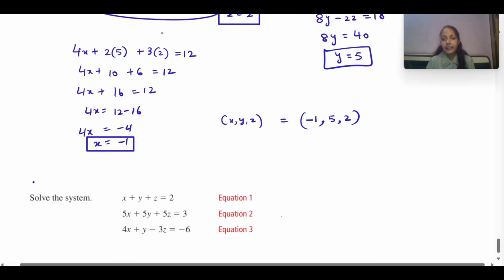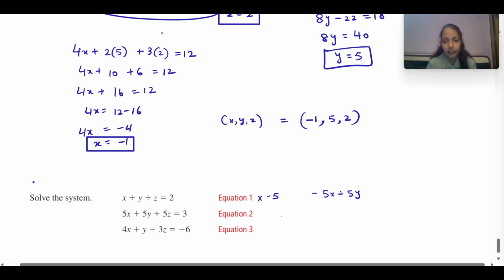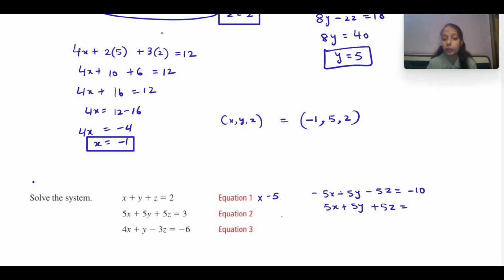So see, in this case, equations are given. I will again use the same thing. You can compare either one of the variables you have to eliminate. I multiply equation number 1 with negative 5, because negative 5 into 5, 5x cancels. It becomes negative 5x, negative 5y, negative 5z equals negative 10. And the second equation as it is, 5x plus 5y plus 5z equals 3.